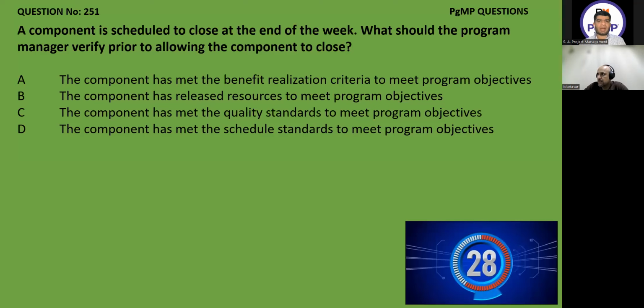Excellent. And secondly, another concept is that whenever he will ask you to close, initiate, transition, any of the thing, he should mention some criteria: success criteria, acceptable criteria, measurement criteria, exit criteria. So here the correct answer is A. He is talking about the component has met the benefits realization criteria to meet the program objectives. Okay. Yes.